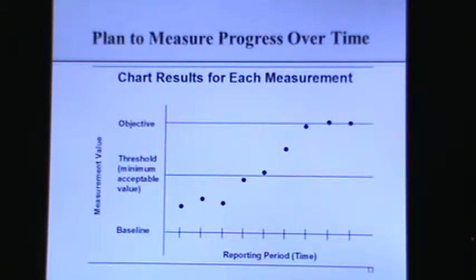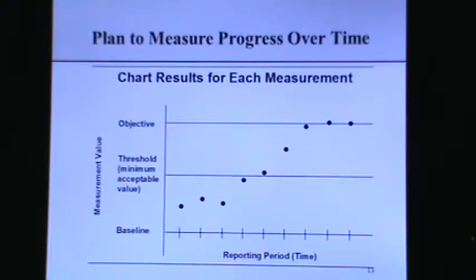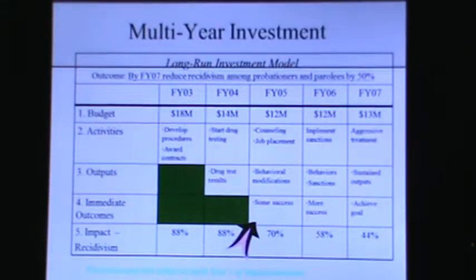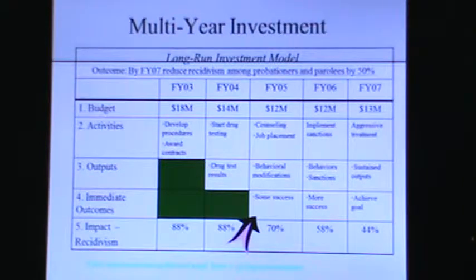Nice thing about measurement like this, and thinking about measurement as baselines and targets, is you can measure performance over time, and you can track it using charts like this. So you can sort of see how the dots might flow over time. This chart, I can't recall if we've seen this before or not in the class. This is one I developed to show a new program that had to do with parole and probation, and it was suggesting that by fiscal 2007, we wanted to reduce recidivism amongst probationers and parolees by 50%.